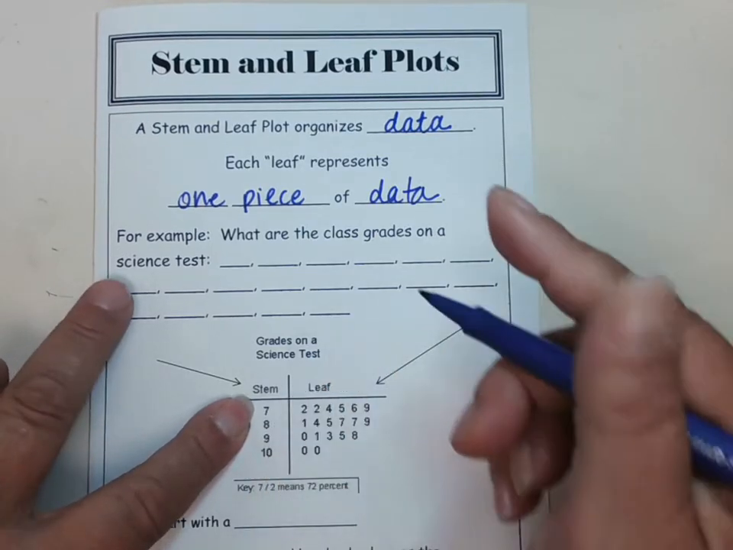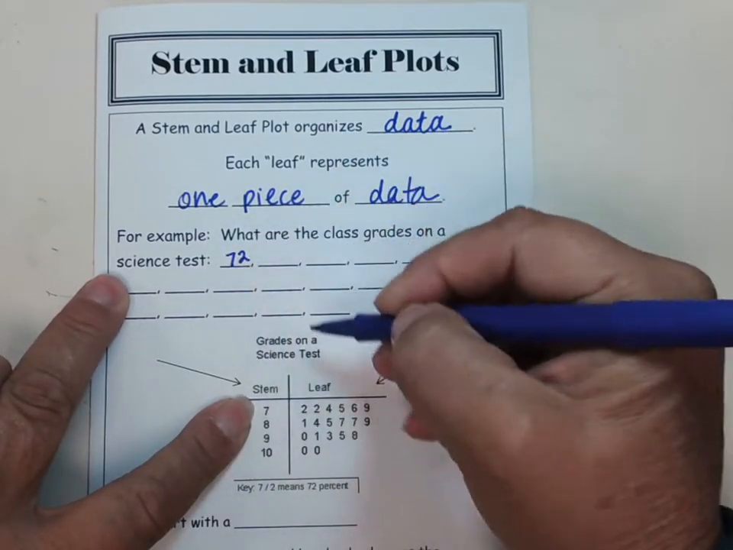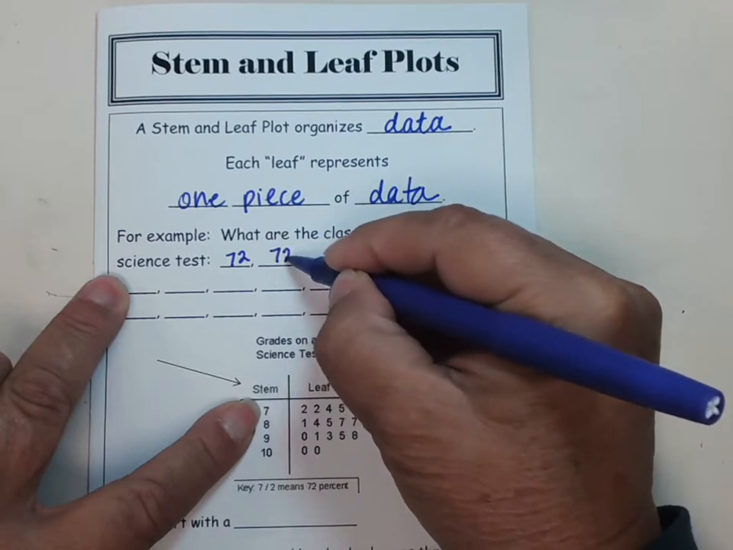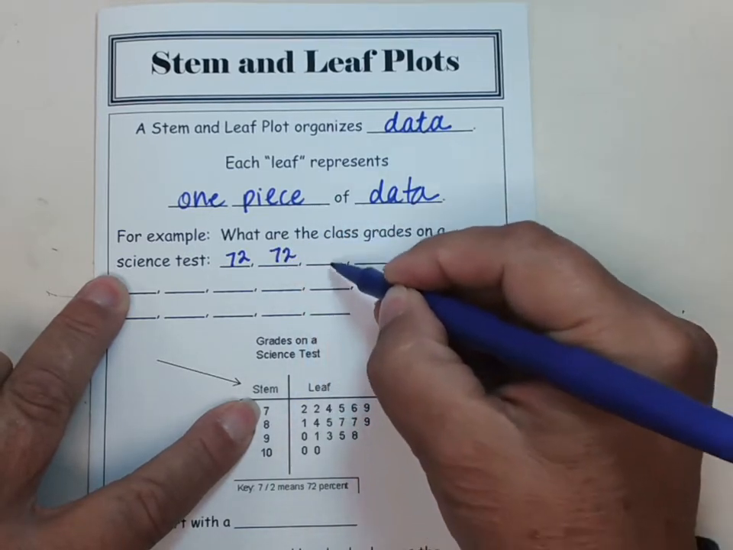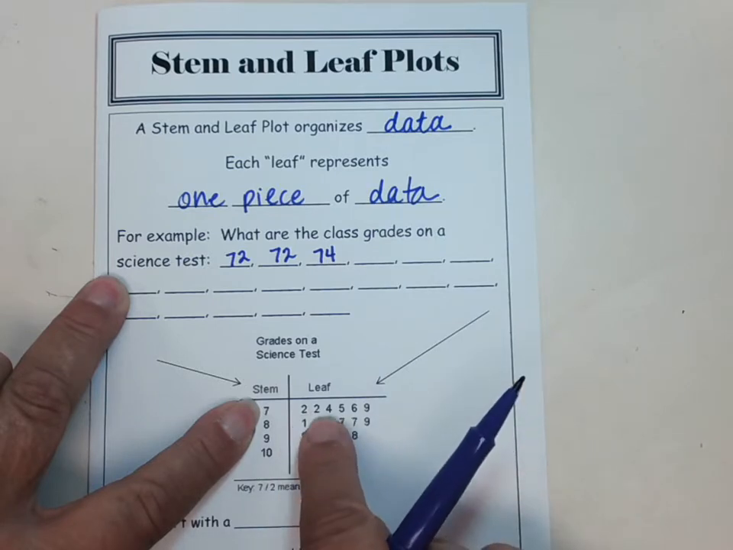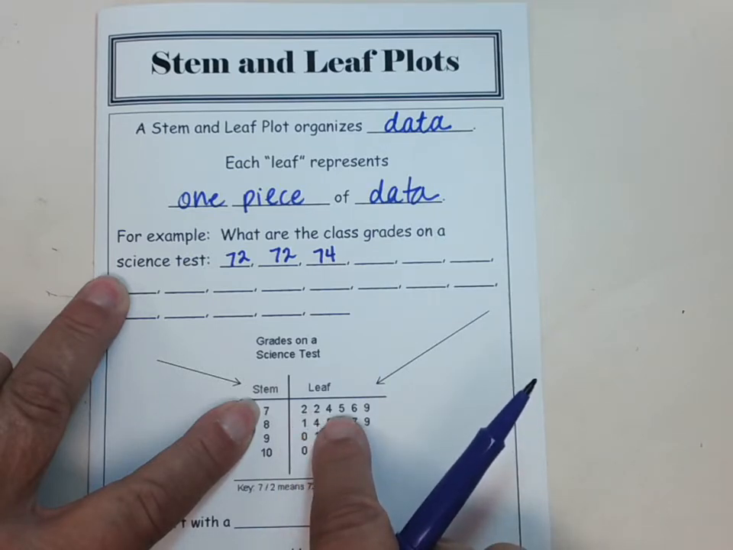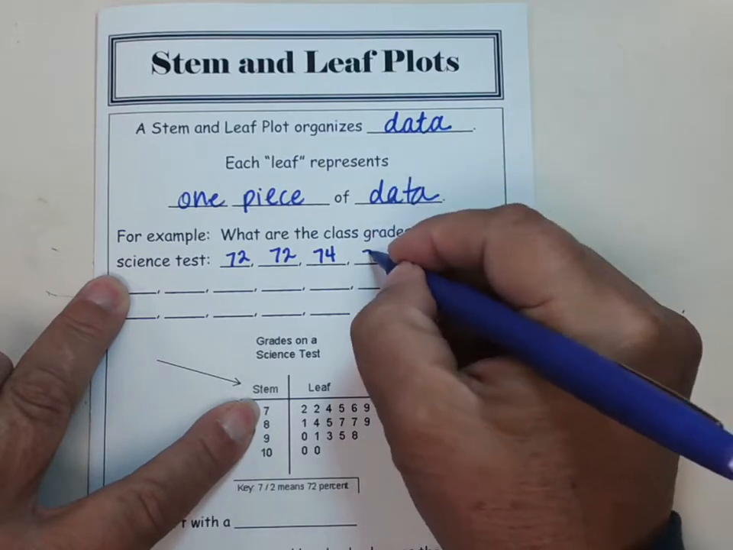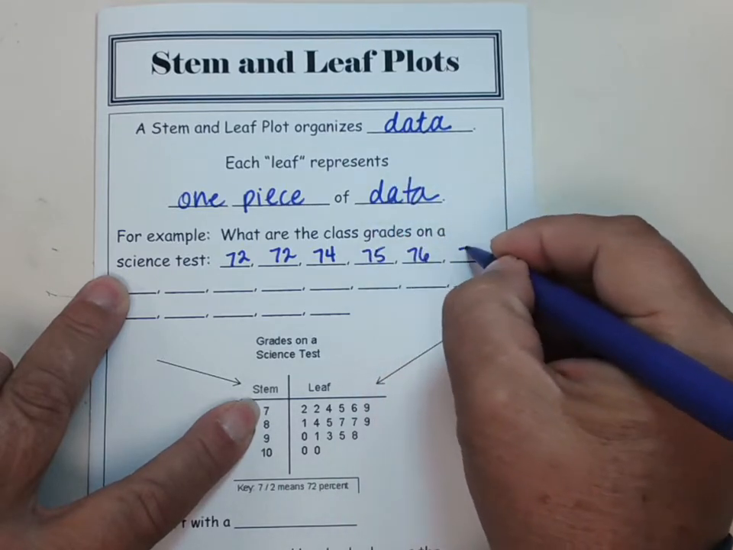So the first number is 72. The second number is 72. The third number is 74. So this whole line are 70s, right? 74. I'm going to do them faster. 75, 76, 79, 76, 79.